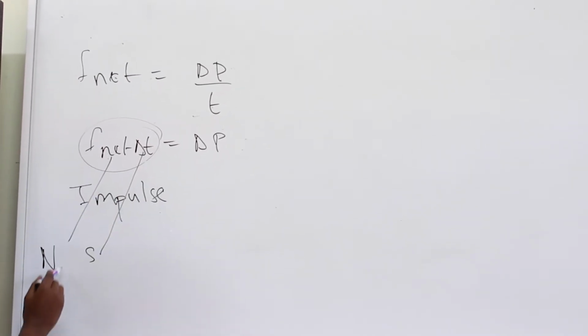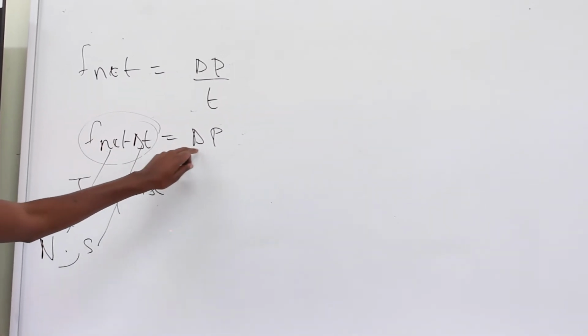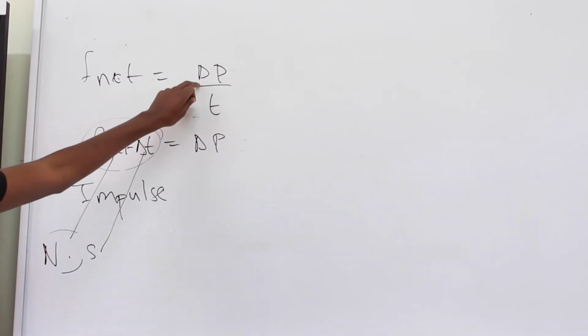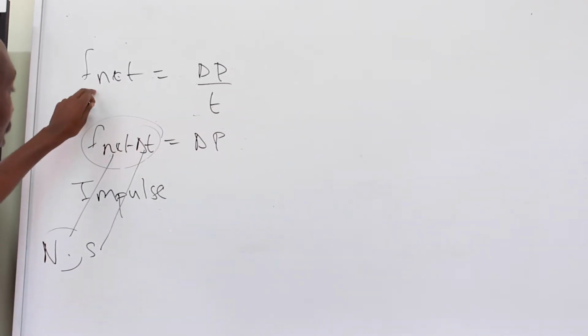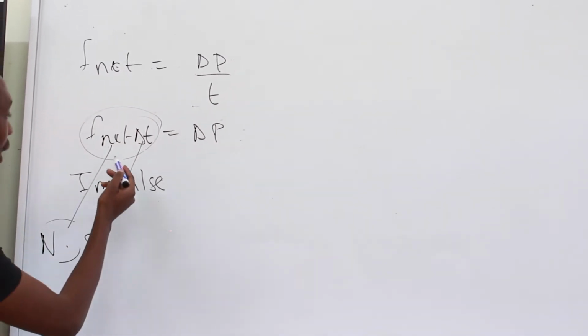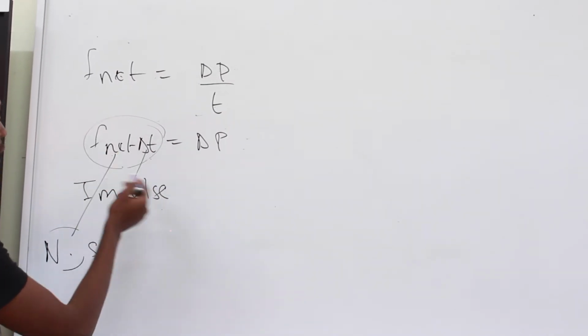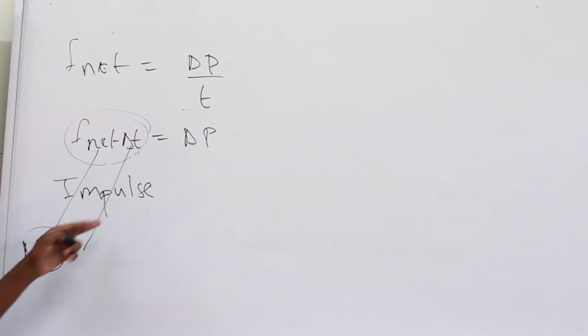So impulse is measured in newton seconds. Impulse is always equal to the change in momentum. And F net is also what? The rate of change of momentum. So the rate of change of momentum equals the resultant force, but the product of the net force and the change in time equals the change in momentum. And this product of the net force and the change in time is what we call the impulse, measured in newton seconds.